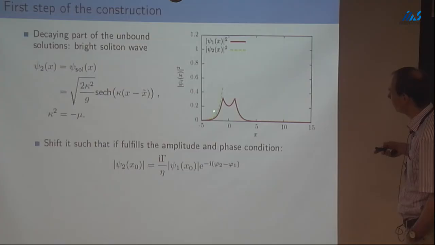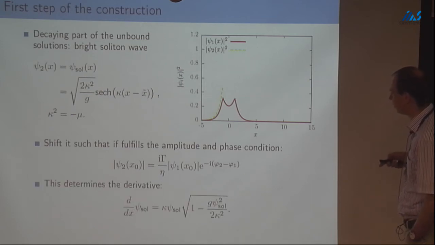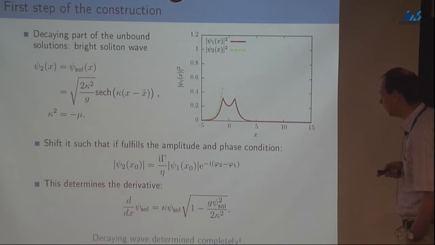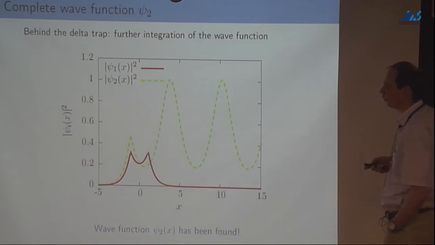And then it has to be shifted such that here we have exactly the amplitude we need to get the correct in and out coupling effects. So we shift it via this parameter x tilde such that our conditions here are fulfilled. This also determines the derivative of the wave function, so the complete decaying part of this unbound wave function is perfectly determined. It's clear which wave function we need. There's no freedom of choice if we want to fulfill exactly this condition, or implement exactly this imaginary potential we want to have.